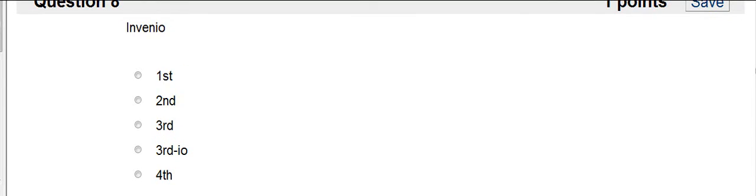Invenio. Most IOs will be third IO. So if you're going to guess, guess third IO. However, know the fourth conjugations. Venio and invenio are fourth. Audio, munio, impedio, and expedio are all fourth. So this is invenio, which is fourth.